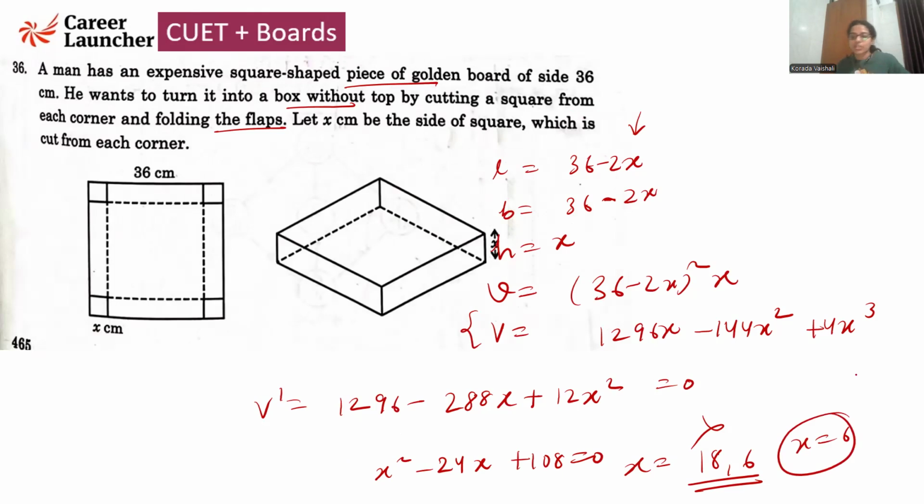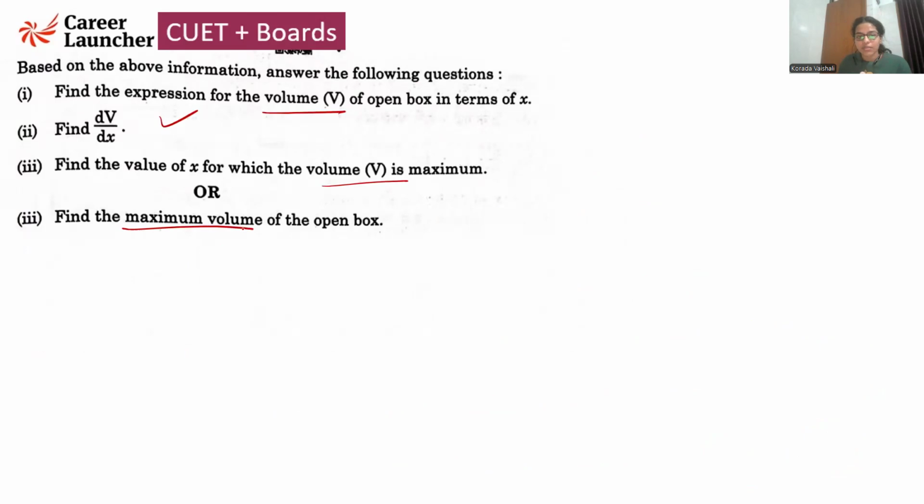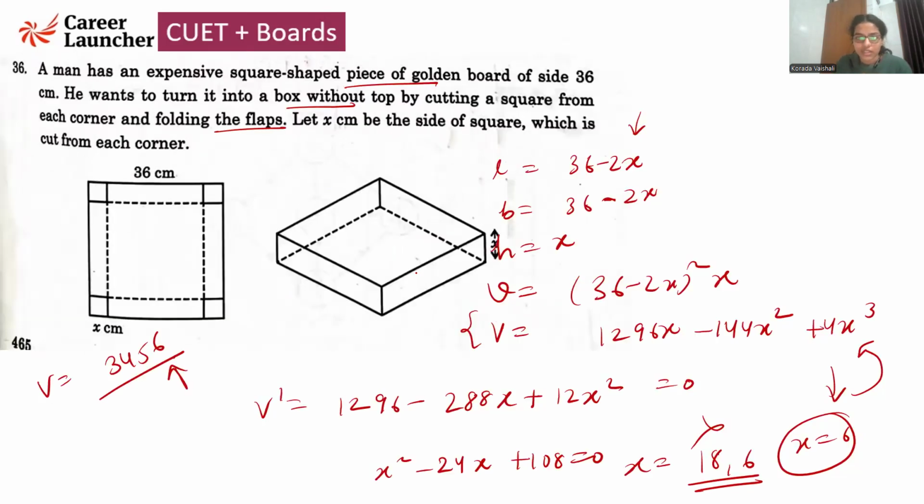And if you just substitute this back into the volume function, you will get the volume as 3456. So the critical point is 6 over here, and the maximum volume is 3456 unit cube, whatever the unit that we are considering. It is in centimeters, so it will be centimeter cube, sorry.